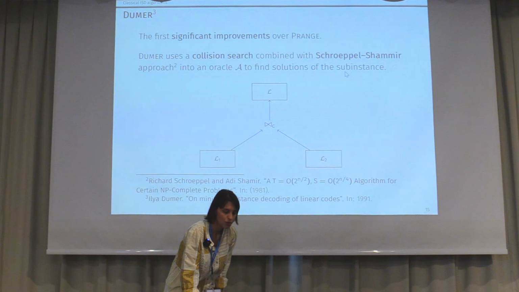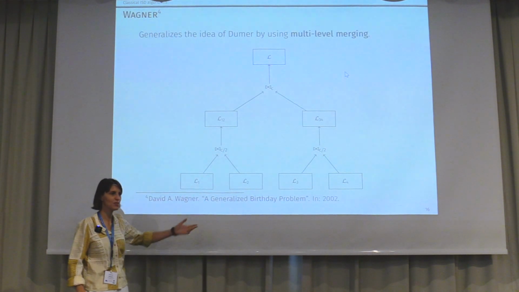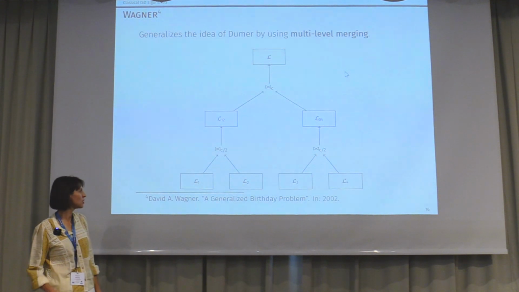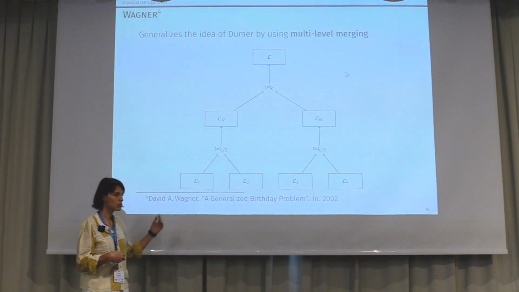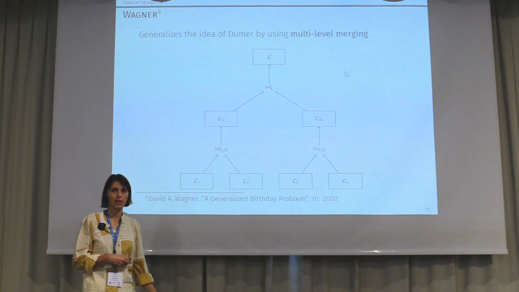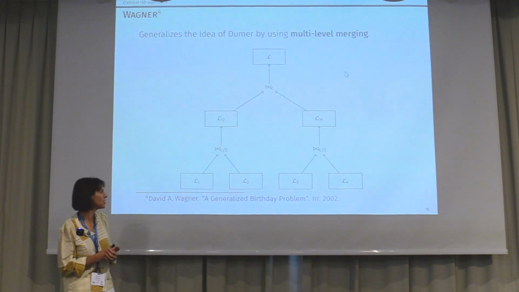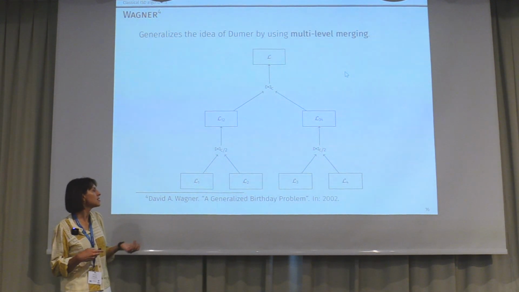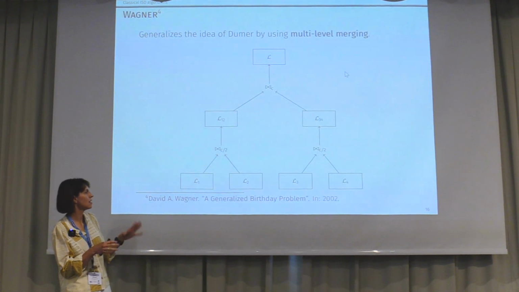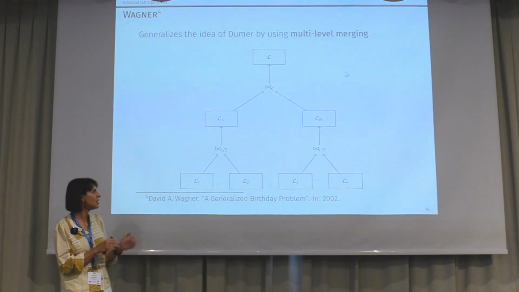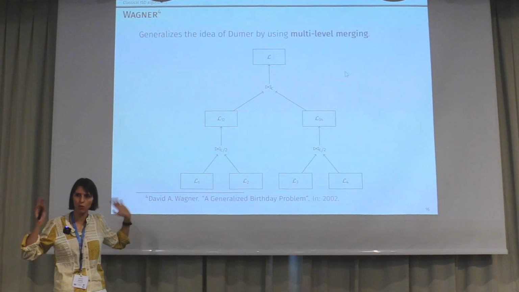And if you thought this was complicated, it can go worse. There is even a generalization of this type of problem, the so-called generalized birthday problem by Wagner. Wagner definitely didn't think about ISDs when he created this. It was a lot more general technique. But in a sense, it generalizes this approach of merging and combining, this Shamir-Schroeppel idea, and managing to somehow perform some kind of divide and conquer.